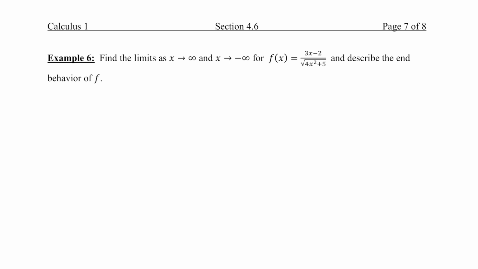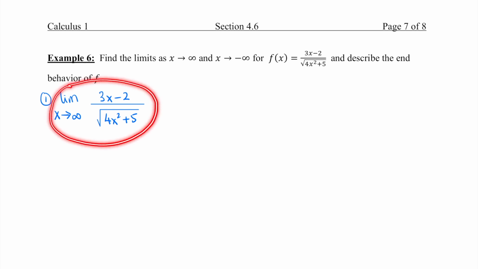Now, let's look at example 6. We want to find the limit as x approaches infinity and as x approaches negative infinity for the function f of x, and then describe the end behavior of the function. First, let's start with the limit as x approaches infinity. So we have the limit of 3x minus 2 over square root of 4x squared plus 5 as x approaches infinity.